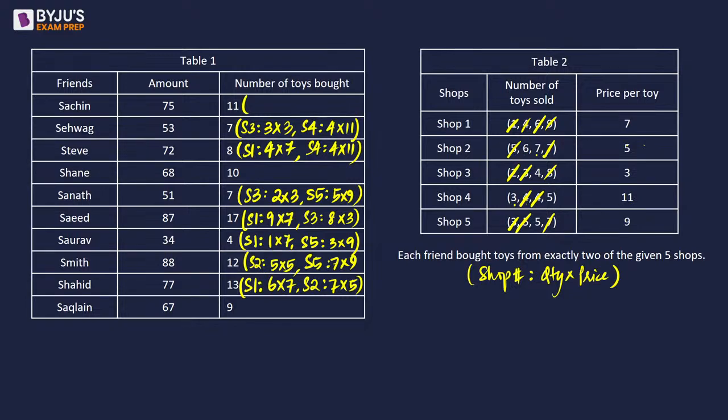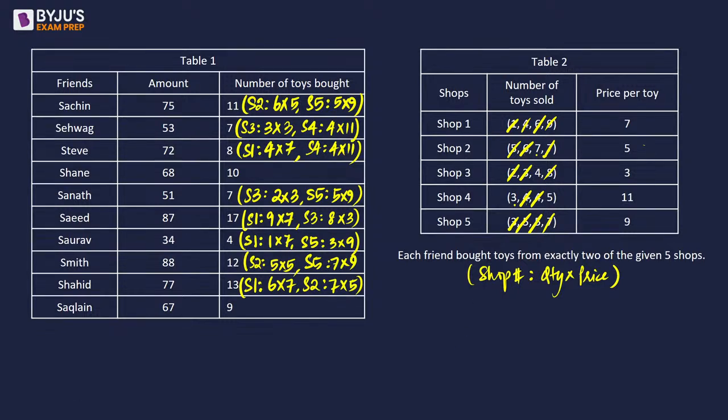Okay. 6 into 5, 30, and 5 into 9, 45. This is possible. So from shop 2, he buys 6 items of 5 rupees each. And from shop 5, he buys 5 items of 9 rupees each, which is 30 plus 45 results in 75. So this 6 is also used and this 5 is used.